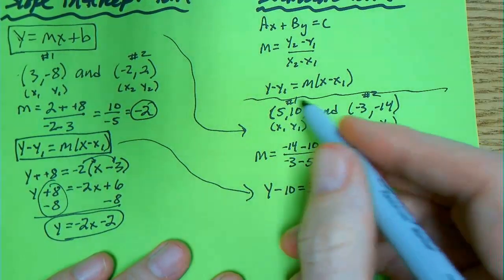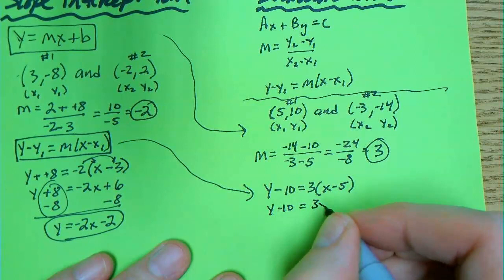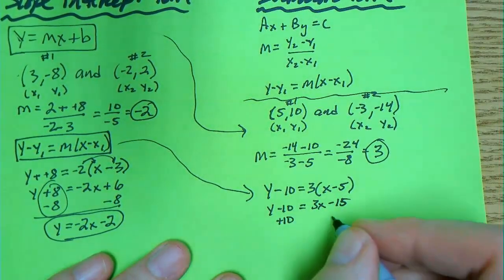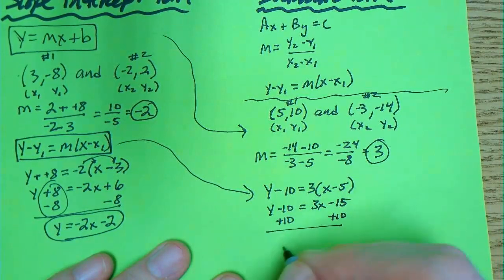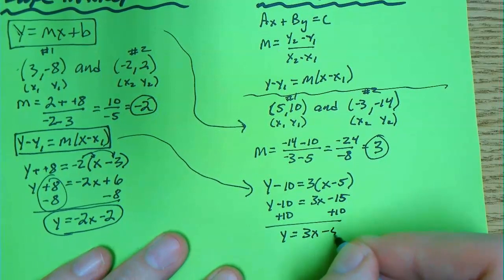I'm going to use point number 1 there. So we get y minus 10 equals 3x minus 15. And let's add 10 to both sides. So we get y equals 3x minus 5.